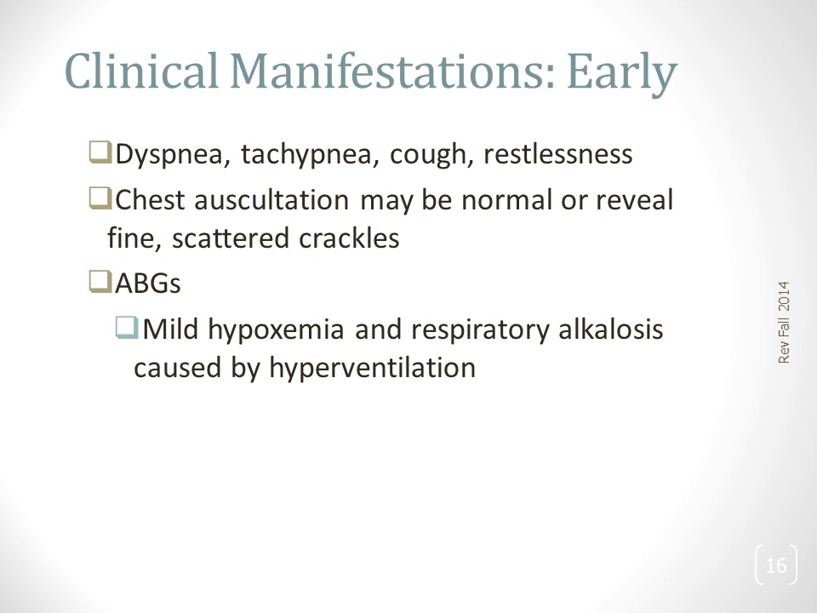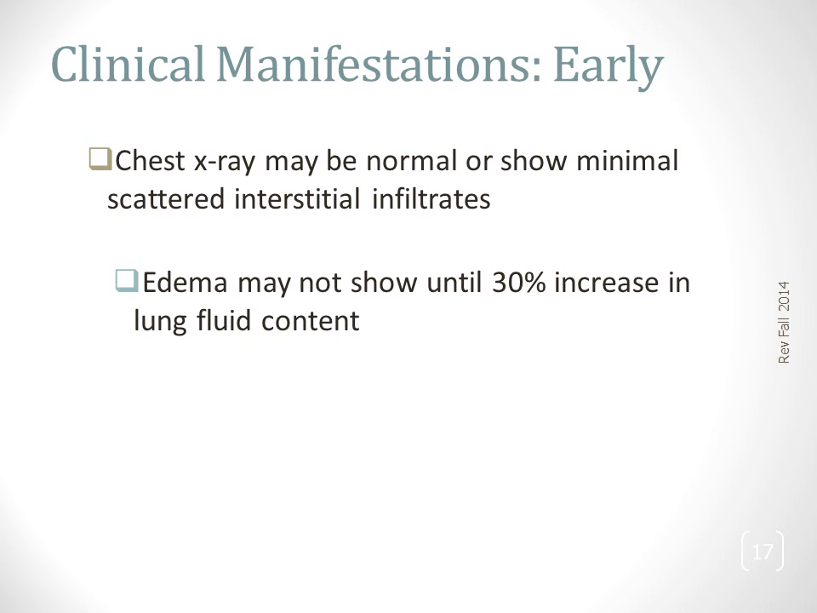We might have some mild hypoxemia, some respiratory alkalosis because of the hyperventilation, which we talked about. Chest x-rays may be normal because it's so small that we can't really detect it, or we'll see these scattered interstitial infiltrates. And you might not see edema until a 30% increase in lung fluid content. Now that's a lot. When 30% of your alveoli are used up, that's when we begin to see it on the x-ray. That person's already, we call it the early stages, but you can see how significant an illness this really is.